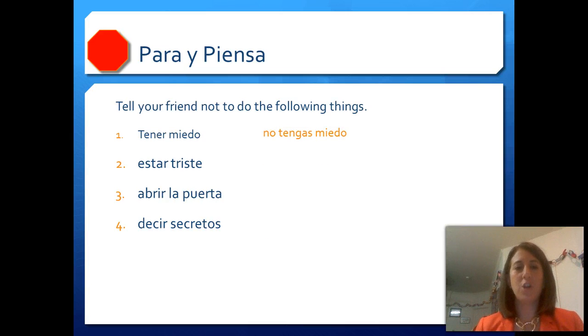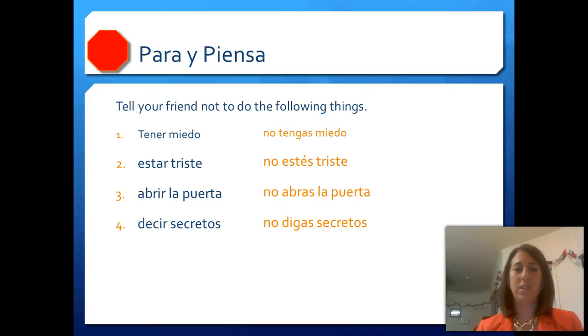Tener miedo. No tengas miedo. Don't be scared. Estar triste. No estés triste. Don't be sad. Abrir la puerta would be no abras la puerta. Don't open the door. Again, since it's an IR verb, our ending is going to be AS. And then decir secretos, don't tell secrets. Decir would be no digas secretos. Notice decir is also a go-go in the yo-yo. You might need to revisit your notes that have the irregular yos, with all of the charts on the front and the back. If you need to review those, that's a good place to go.